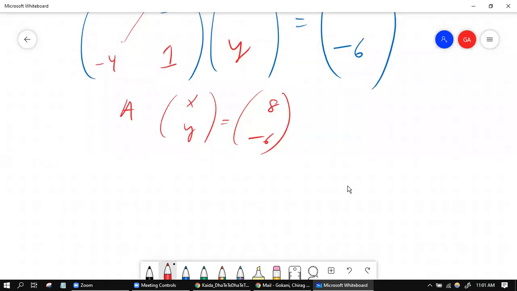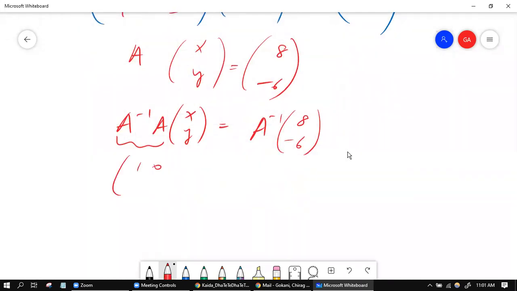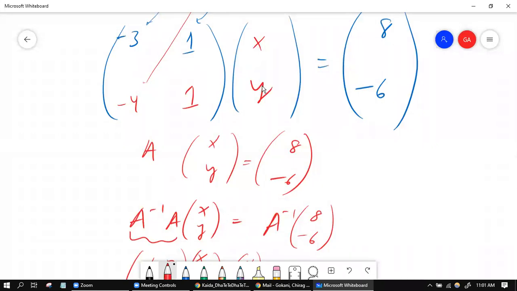And now A inverse, this is the other crucial step, right? You multiply by A inverse on both sides. And A inverse times A is just the identity matrix, which is 1, 0, 0, 1, which just leaves xy, right? And this is your solution. So all I have to do is find the inverse of this matrix, and I'm going to apply the property. You can go back to your notes. I told you to write that down. Now I'm just going to apply that.